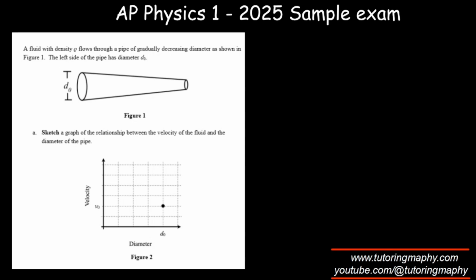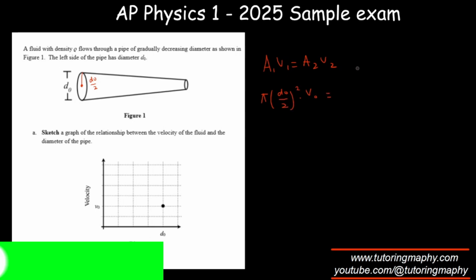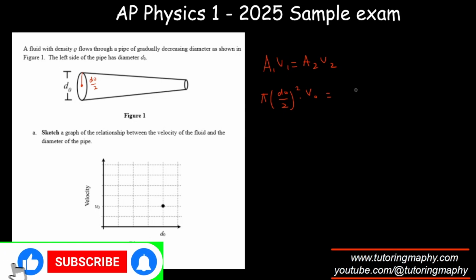Okay, so I think we have to use the continuity equation. It is already given that the velocity is v naught when the diameter is d naught, and the equation of continuity says that a1 v1 is equal to a2 v2, where a is the area and v is the velocity. If this has a diameter of d naught, then obviously the radius is going to be exactly half, which is d naught over 2. So I'm going to say that pi times d naught over 2 squared times v naught should be equal to the area at any particular diameter.